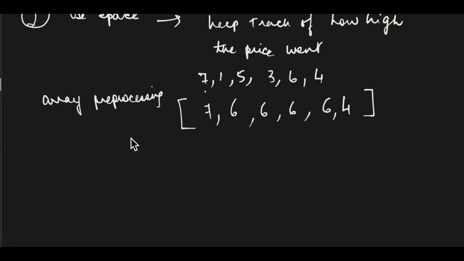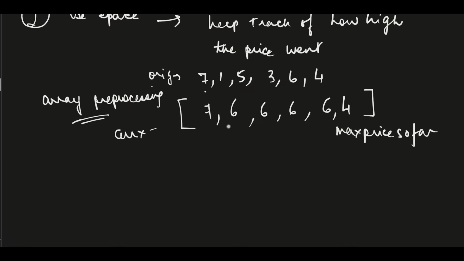So whenever we try to use additional space, it is called array preprocessing. So this is the original array. Based on this, I have written this another new array. This is the auxiliary array. This new array is basically going to track how high the price has been, like what is the maximum selling price it can go, what can be the maximum price the stock can go up to. We can consider this like the max price so far.